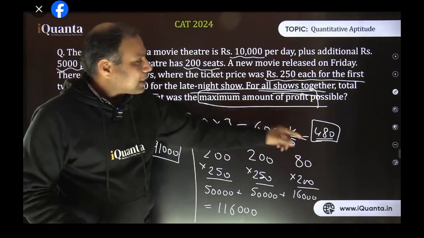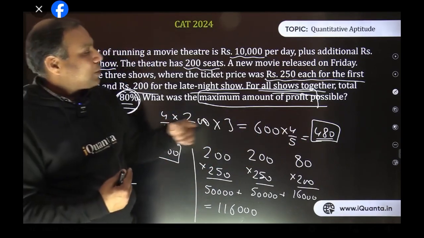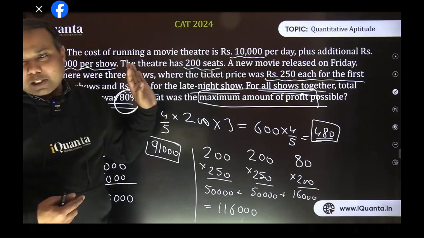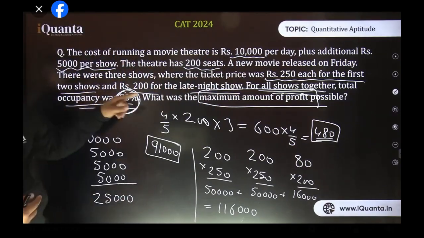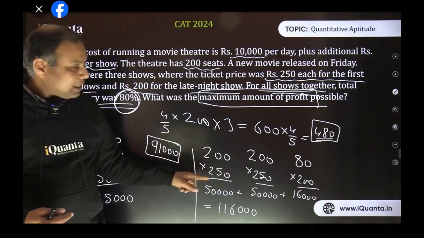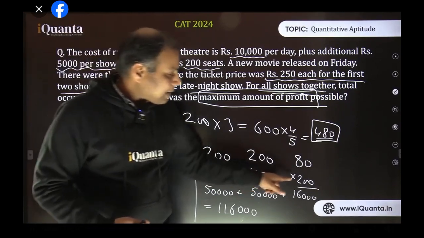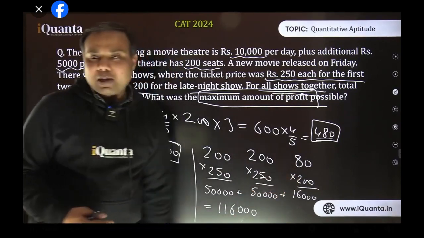And out of those 480 tickets, how much maximum amount we can get if we are using these 480 tickets for the largest price possible? And not all the shows have same price. First show has a price of 250 per ticket. Second also has 250 per ticket per seat. And the third show, the late night show, is priced at 200 per seat, right?